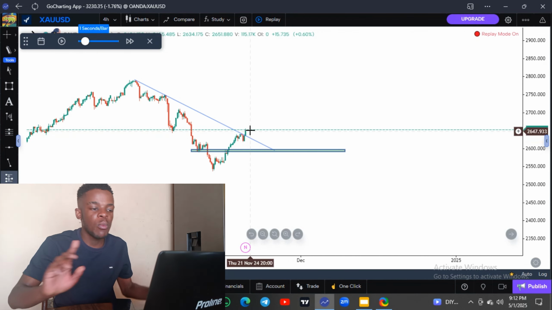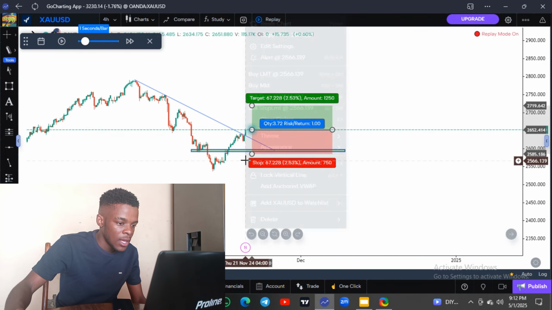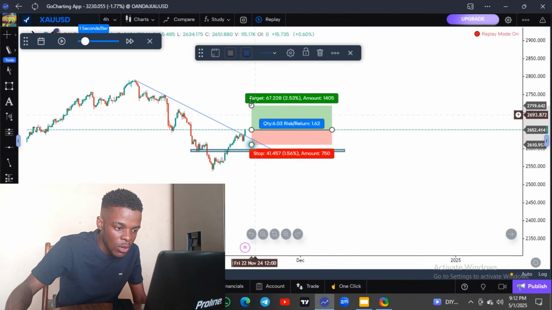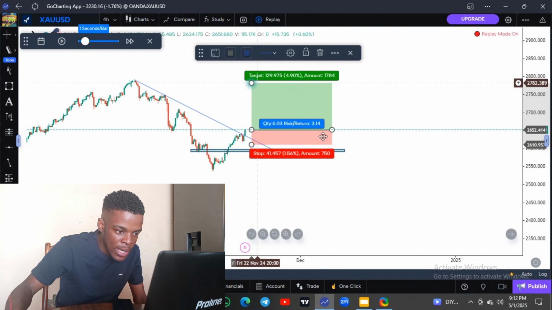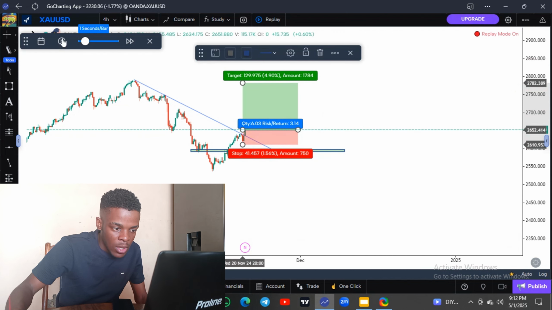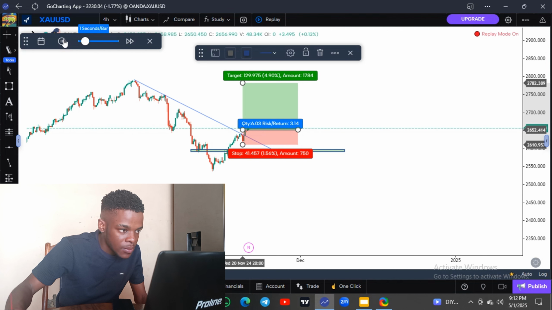Boom, the market broke out. Someone who doesn't know this strategy exactly will enter here, put his stop loss there, put his TP here. You will see, you will get stopped out. Let's go.